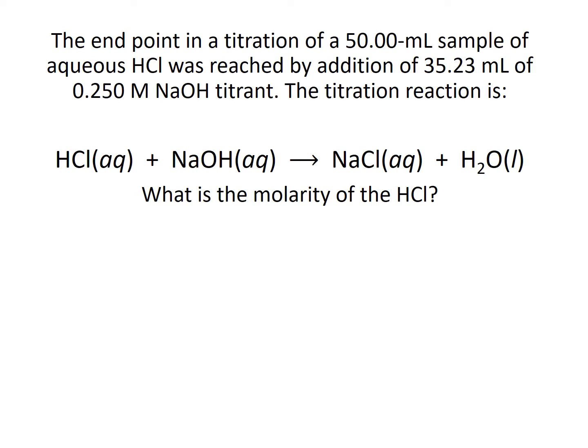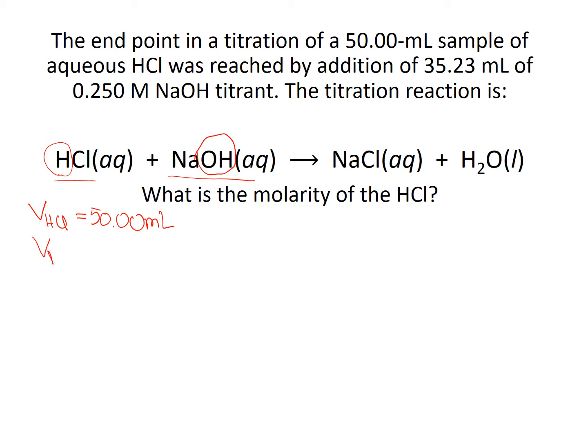In this titration problem, we have hydrochloric acid reacting with sodium hydroxide. Hydrochloric acid is an acid because it starts with hydrogen, and sodium hydroxide is a base because it contains hydroxide. Now I like to pull out the information first. The volume of hydrochloric acid is known. It is 50.00 milliliters, which says it was recorded with fairly accurate equipment.